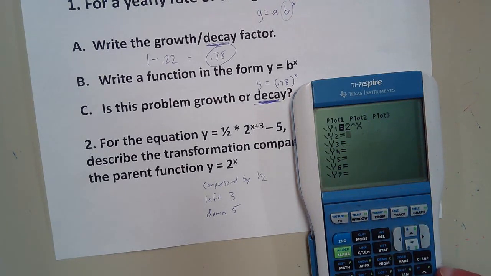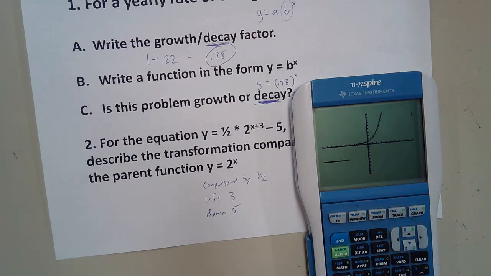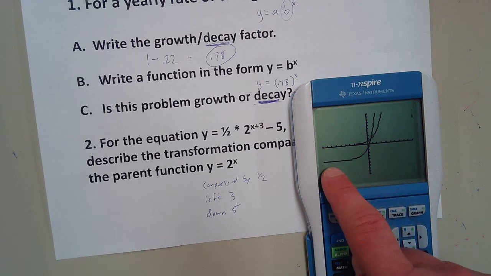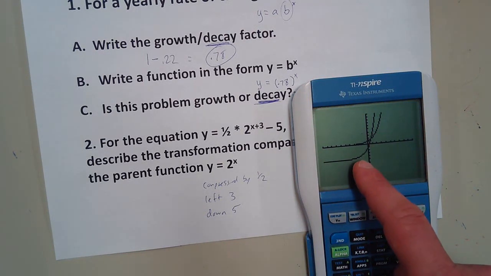Now if I do all this stuff, what's going to happen? So I've got the 1/2 times 2 to the x plus 3. And then at the end of that, -5. So let's see if it does the shifts that we expect. So we definitely say down 5. I see the down 5 looks pretty clear. The asymptote's down 5. Shifting it left 3 does look like that's happening as well.